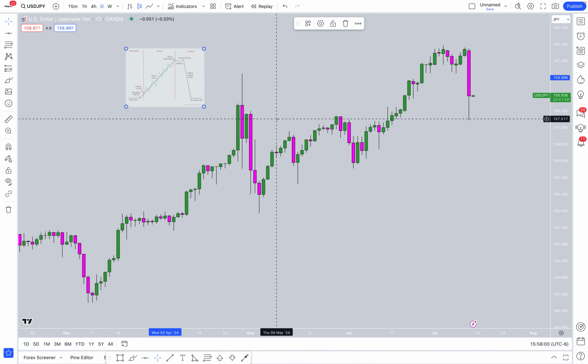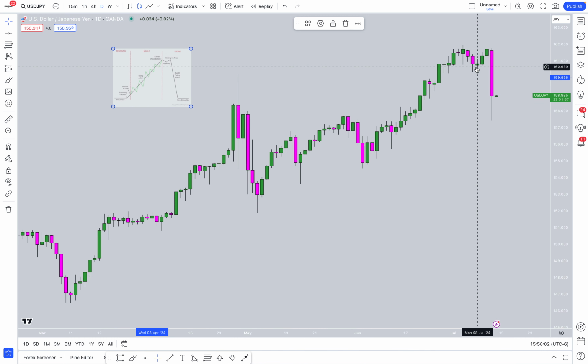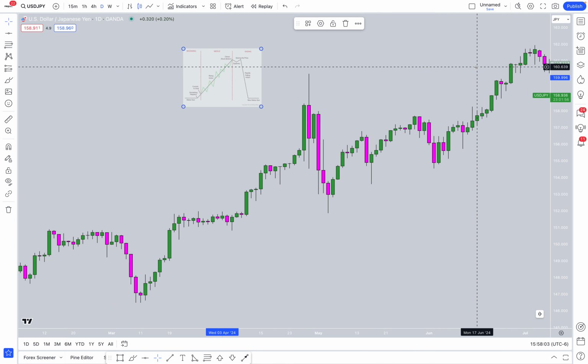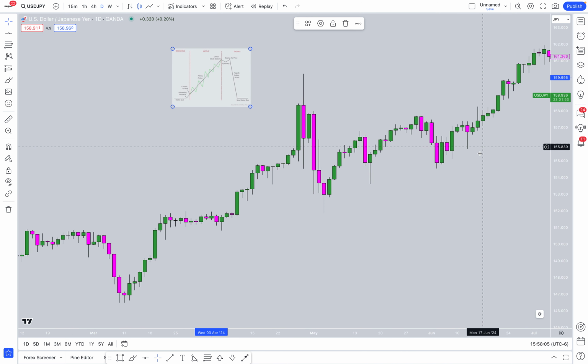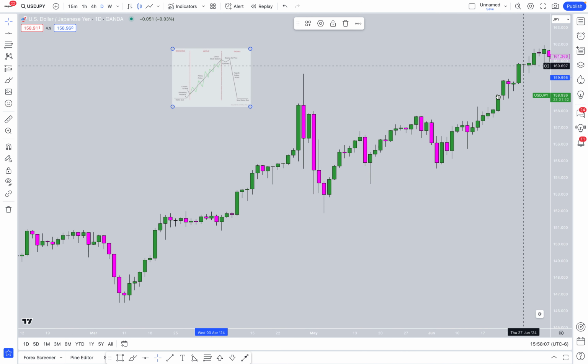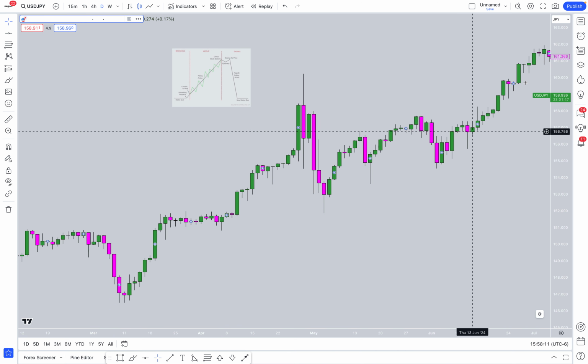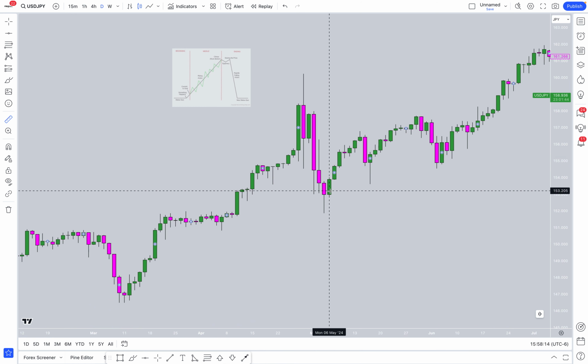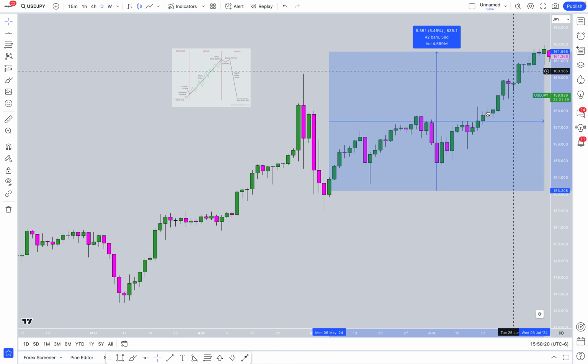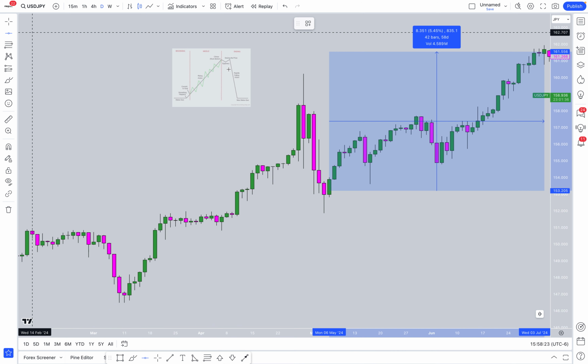USDJPY was, before this move, in a parabolic uptrend. So it was in an uptrend for about 2 weeks straight, almost 3 weeks straight. From here to here, that was almost 60 days. So that's almost 2 months of uptrend. And we got to a high right around here.